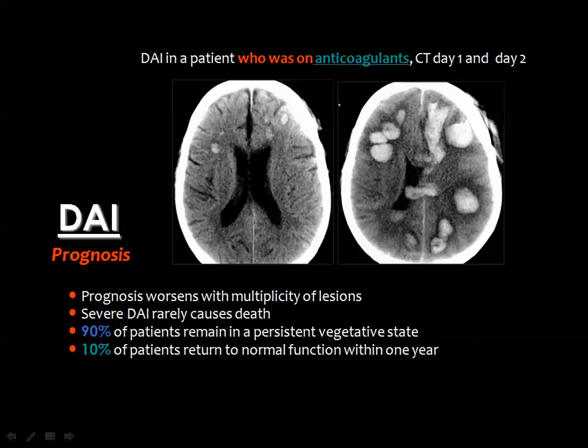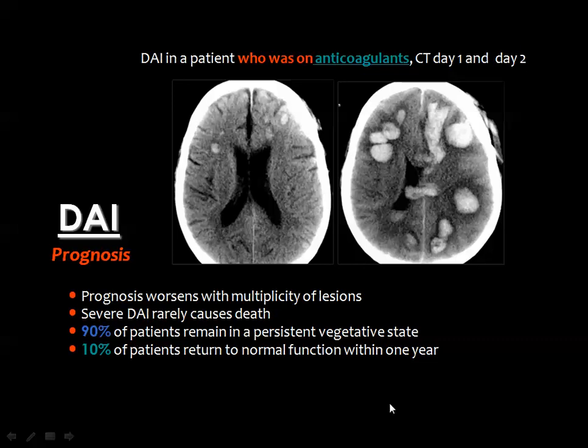This patient developed diffuse axonal injury after trauma, and he was on anticoagulant therapy. Being on anticoagulant therapy, he is liable to more bleeding, and this is what happened on the second day of injury. The foci were small, then the follow-up showed more bleeding because of the anticoagulants.